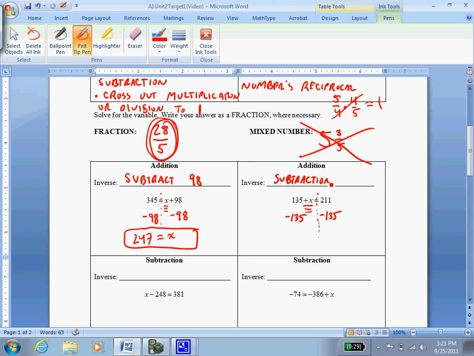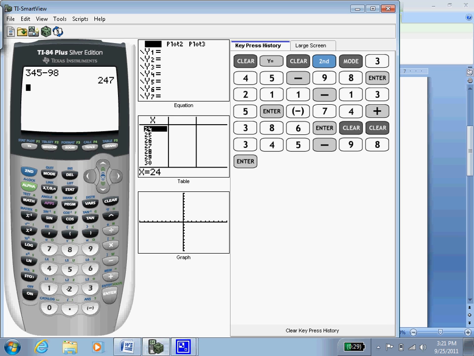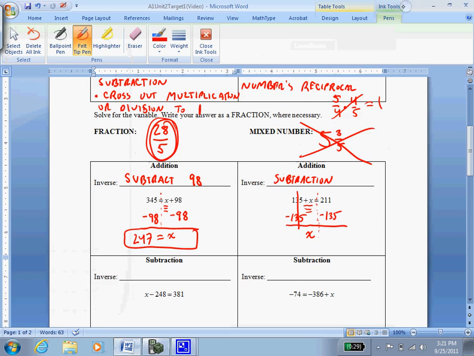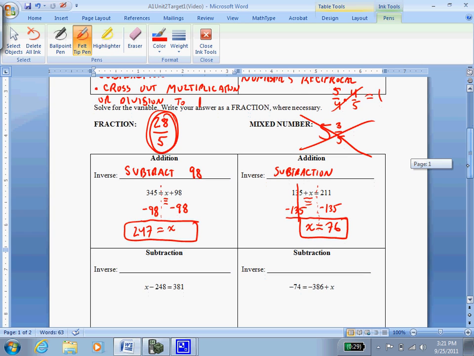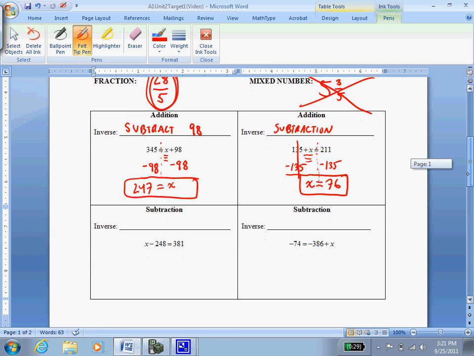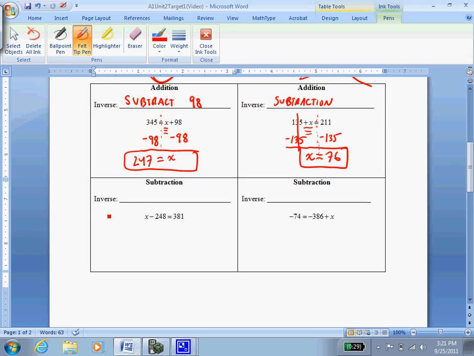Remember, if you don't get 0 with what you add or subtract on the same side of the x, you're adding or subtracting the wrong number because the goal is to have the x all by itself. So that's going to cross out. That'll be 0 plus x, which is just x. And then I need to do 211 minus 135. And I get x equals 76. And same thing, 135 plus 76 is 211. Looks good.